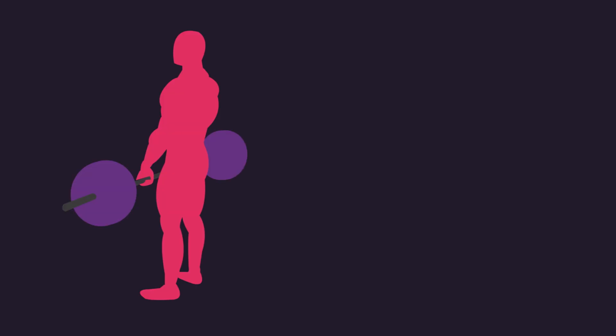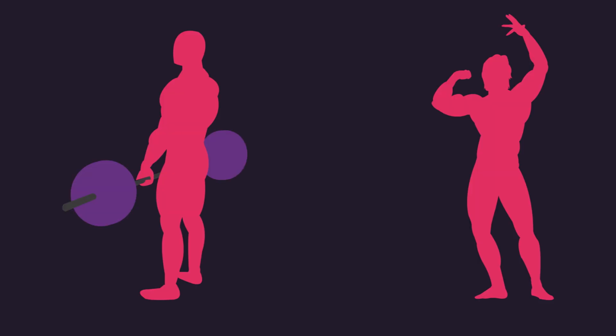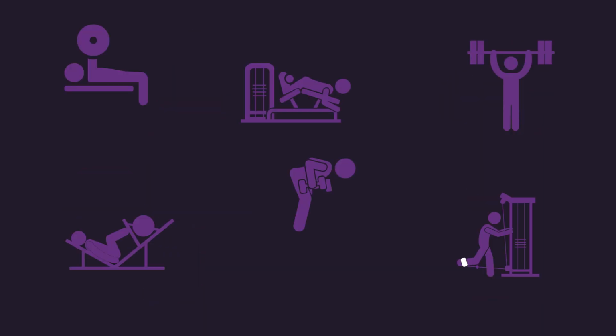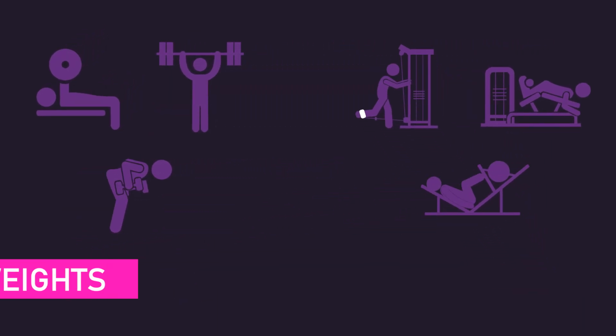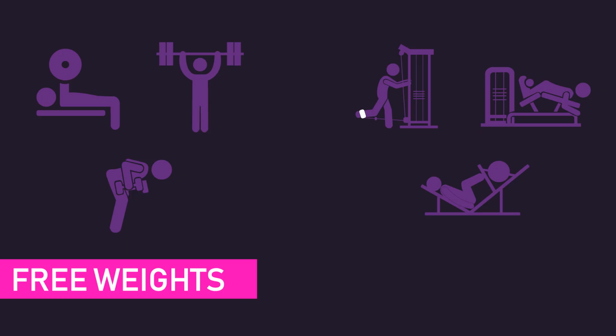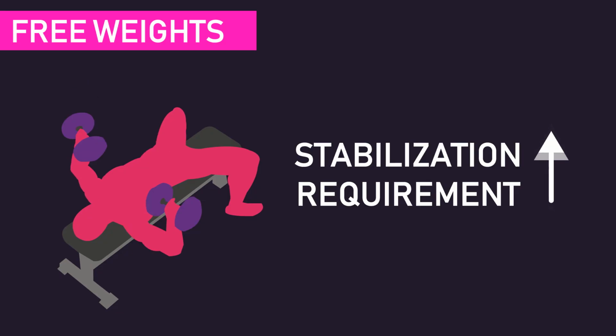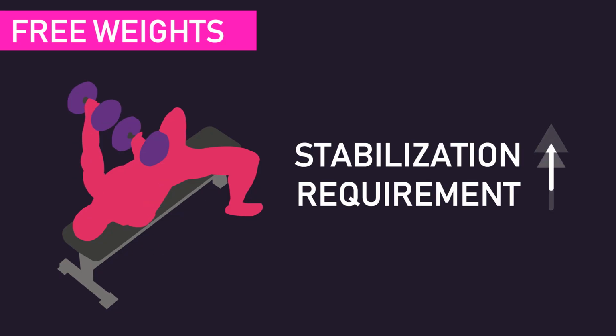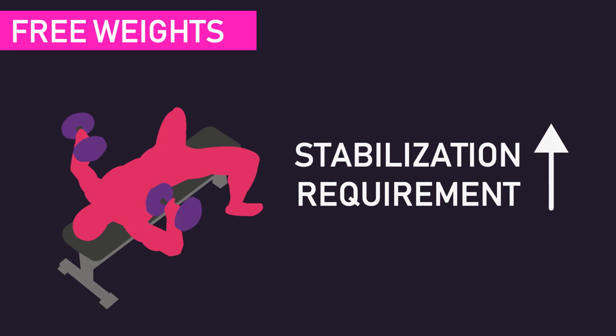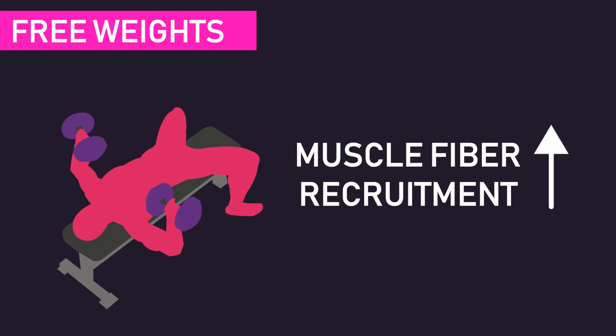In a general strength or hypertrophy training program, there are many different ways we can categorize the exercises used. One of these ways is to categorize exercises as either free weight, which includes barbells and dumbbells, or machine-based. Some consider free weights to be superior, mainly due to the increased stabilization requirements. It's theorized the greater instability with free weights can result in greater muscle fiber recruitment.